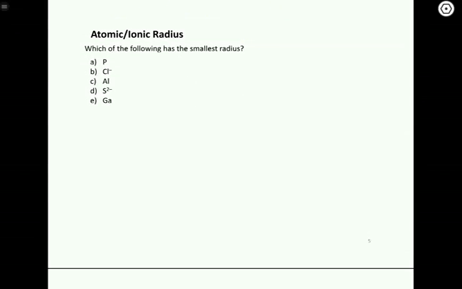Atomic and ionic radius. Which of the following has the smallest radius? We're given phosphorus, Cl-, aluminum, S2-, and gallium. All right, now this is not the simplest of the atomic radius problems because here we don't have any real relationship between these species. They're not isoelectronic. They have different numbers of electrons. So the comparison is not as straightforward as some of the other ones that we've seen.